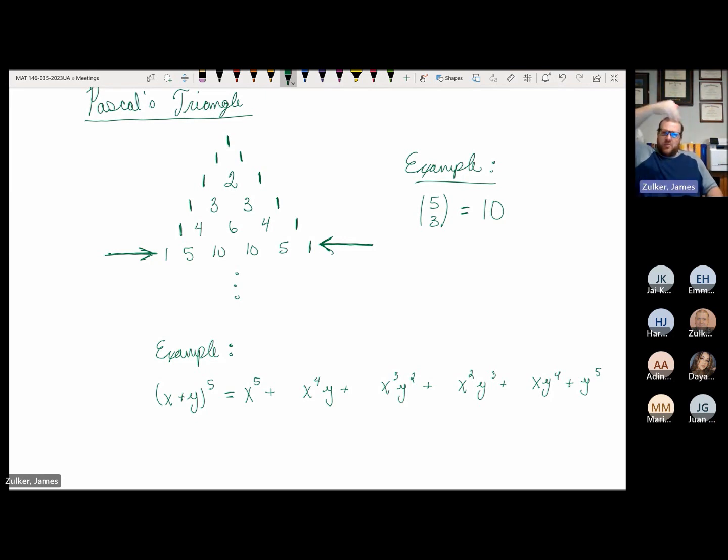Write out the terms where the x power is decreasing by 1 each time, so 5, then 4, 3, 2, 1, 0. And your y exponent is increasing by 1 each time, so y to the first, second, third, fourth, fifth. The coefficients of each term are exactly the entries in Pascal's triangle. So it'd be 1, 5, 10, 10, 5, 1. And there's x plus y to the fifth power.